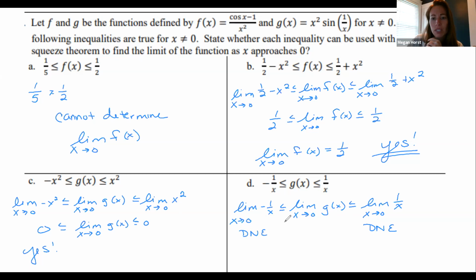As a result, I'm sandwiching this limit as x goes to 0 of g of x between two limits that do not exist. So this cannot be determined. This would not be a good way to line this one up. This guy for g of x is great. This would not be a great way. We would not be able to determine based off of this inequality.